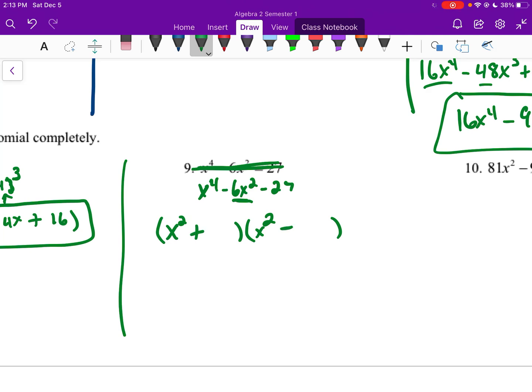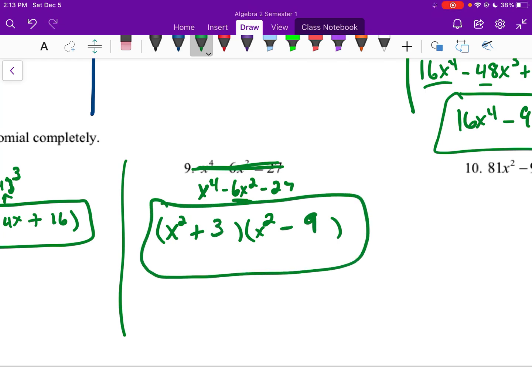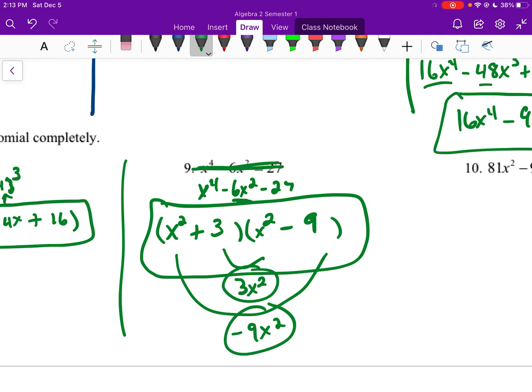And then from there, how am I going to multiply and get 27? The one I'm seeing is 9 times 3. Combining those is going to get me to that 6. The 9 has to be negative, and the 3 has to be positive. Now remember, you can always check your answer. Negative 9x squared, 3x squared. Those two things should combine to get the middle term.